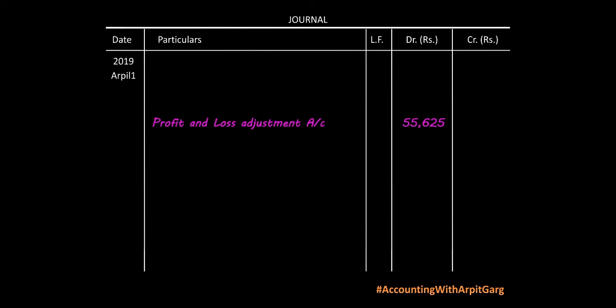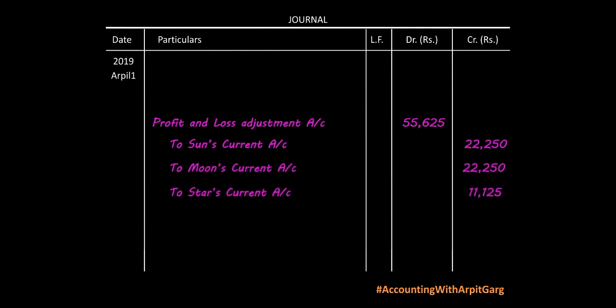This we will distribute among partners: to Sun's current account, to Moon's current account, to Star's current account in the ratio 2 is to 2 is to 1. Their capital ratio, as written in point E, profits are to be shared in the ratio of their capitals. And capital we will take from the capital account, not from the current account. Narration: being the profit distributed correctly.